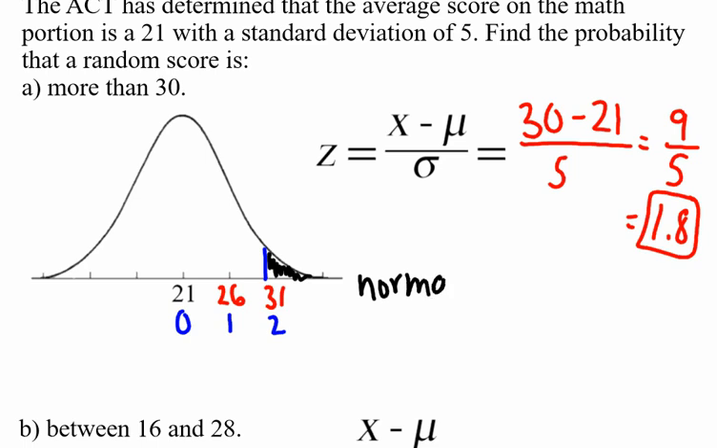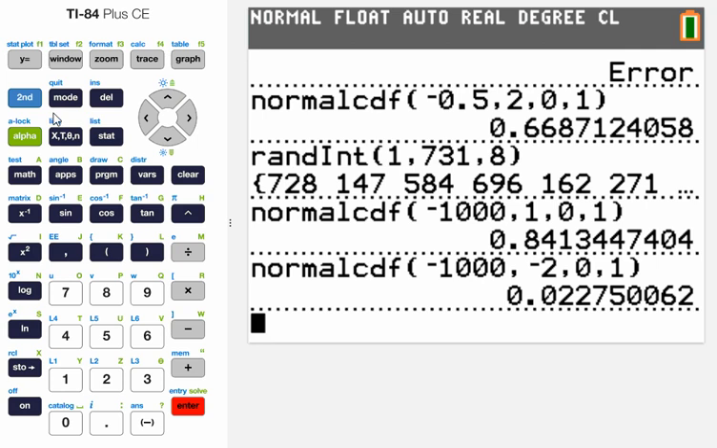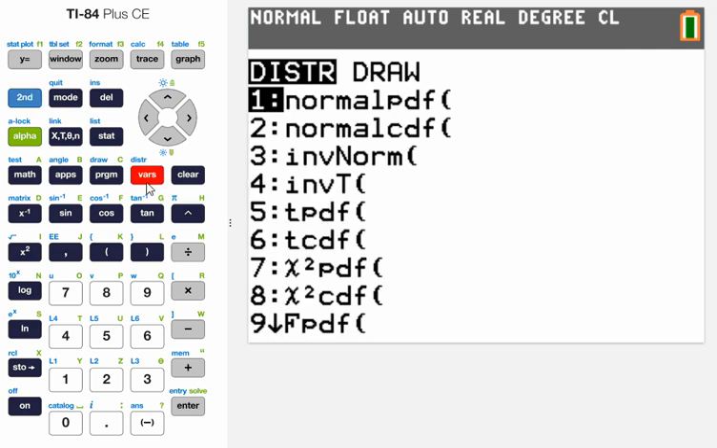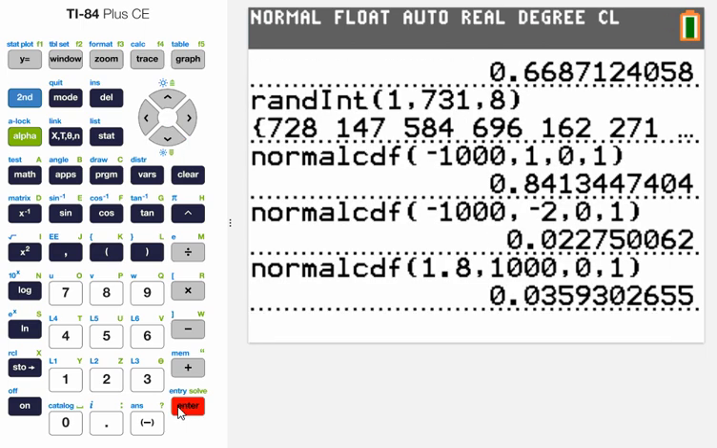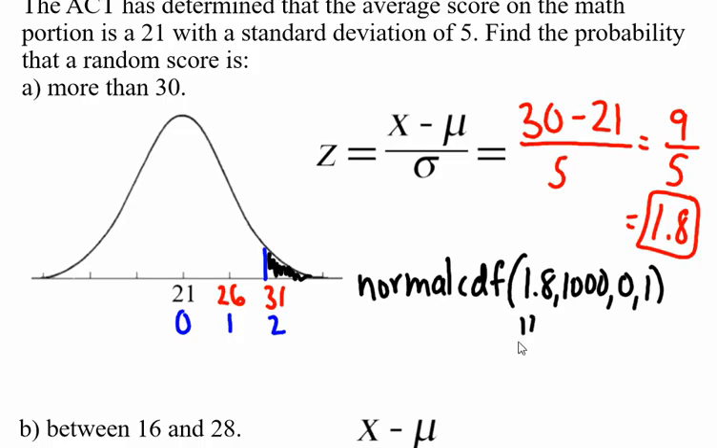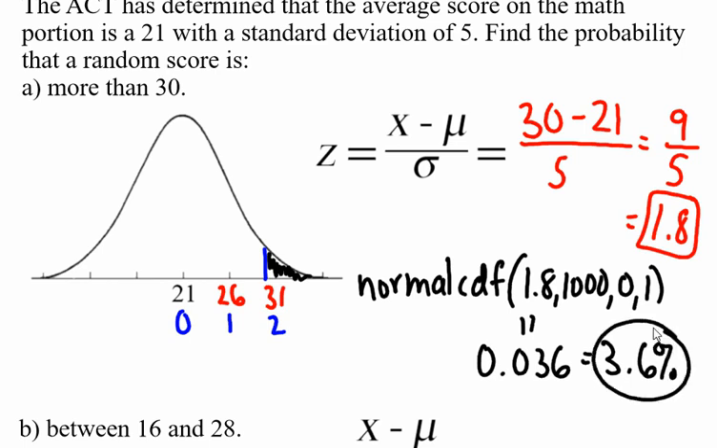I use normal CDF now. My left bound is 1.8 all the way up to 1,000, mean 0, standard deviation 1. So lower bound 1.8, upper bound a big number, mean 0, standard deviation 1. Run it, about a 3.6% chance you're going to get a score of more than 30 on the math portion.